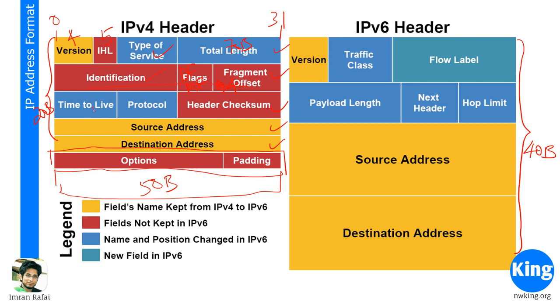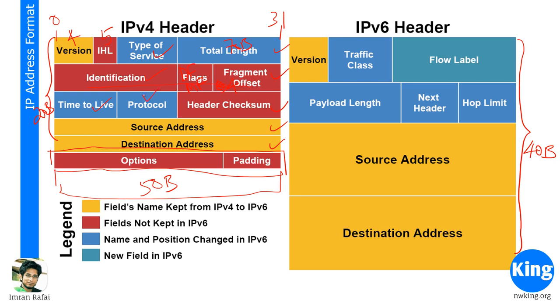TTL, we've discussed TTL many times. Every time this packet goes through a router, they reduce the number here, and when it becomes 0, they drop the packet because it is not going anywhere. So that's the maximum number of hops that it can live in the IP network.